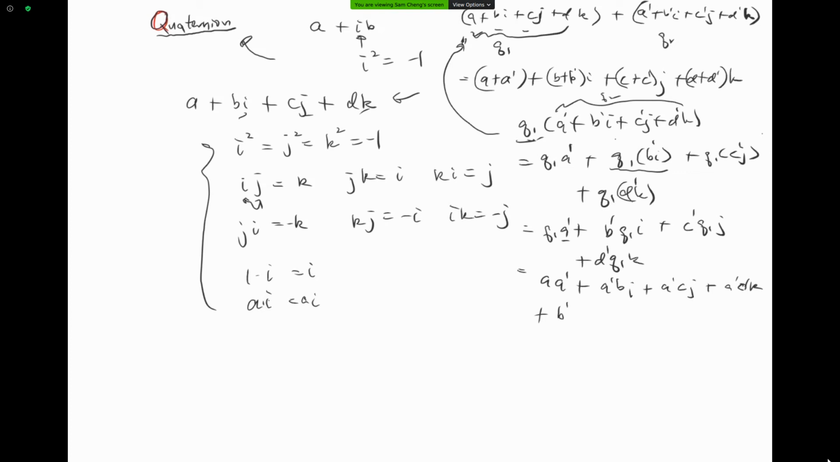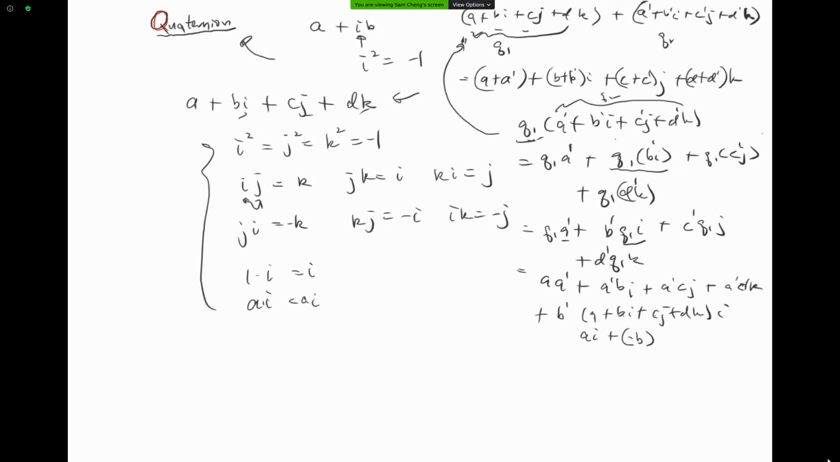I have to be really careful, because q1 times i is different from i times q1. So q1 times i, where q1 is a plus bi plus cj plus dk, times i, gives me ai plus i times i, which is equal to minus 1, so bi times i is equal to minus b.